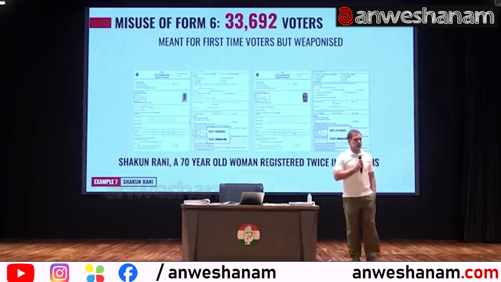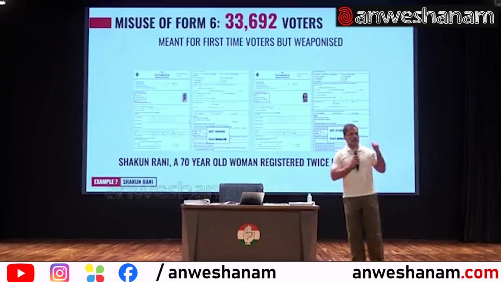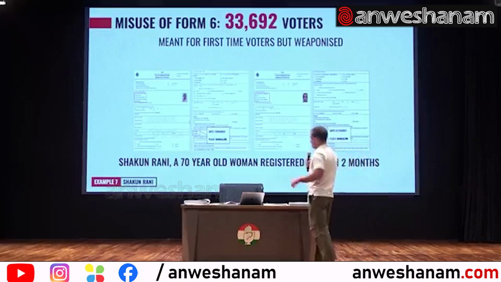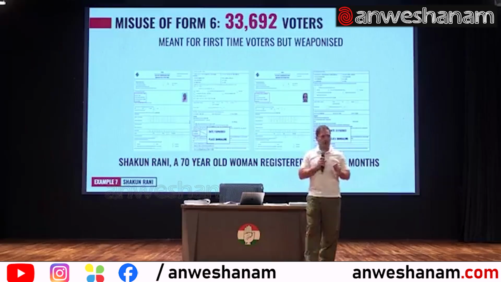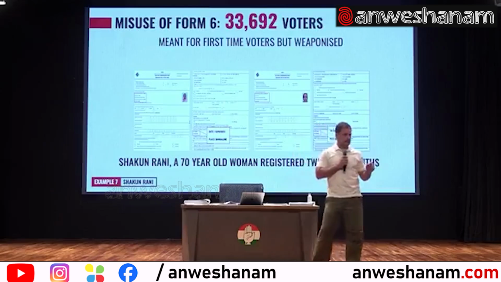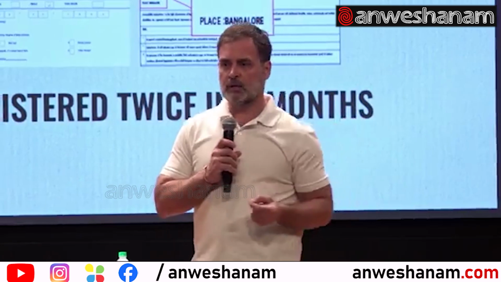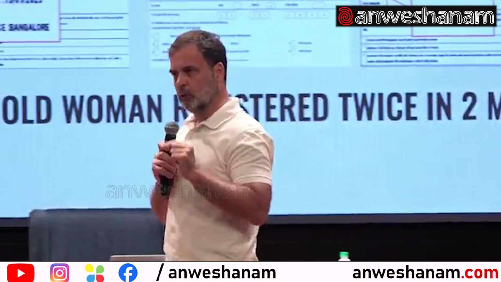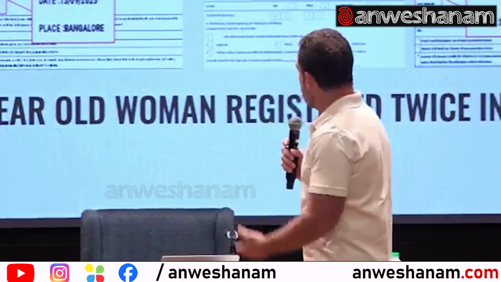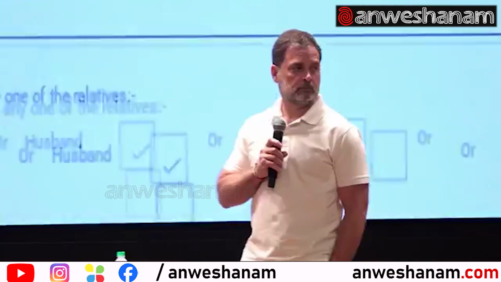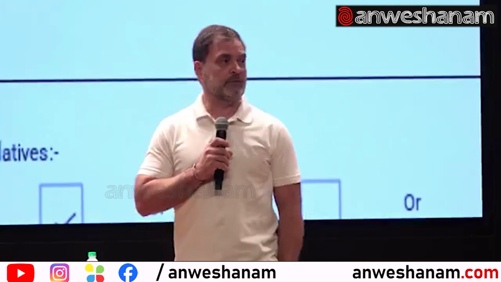33,692 voters are registered here. This basically is anybody who wants to vote for the first time can use this list, Form 6. So you go, you get into the Form 6, and then your name goes into the voter list. There's a lady called Shakun Rani, 70-year-old.